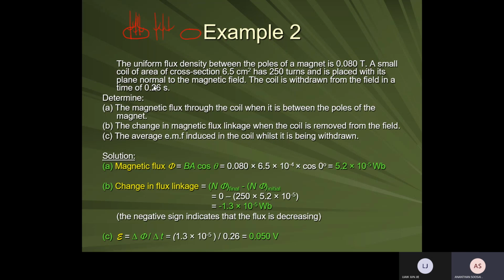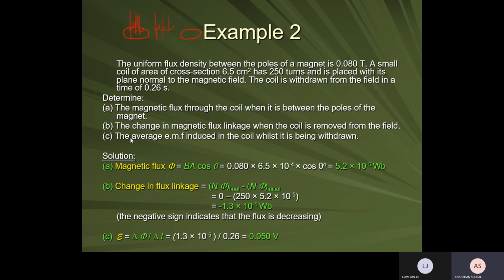First question: what is the magnetic flux through the coil when it is between the poles of the magnet? The original magnetic flux is BA cos theta, of course cos theta because it's normal, so 0 degrees, so it's 5.2 times 10 to the power negative 5 Weber. This is the initial flux, B dot A, the magnetic field times the entire area.